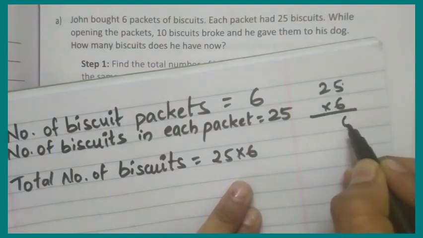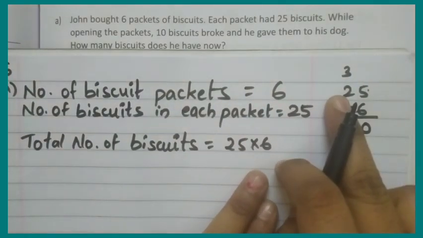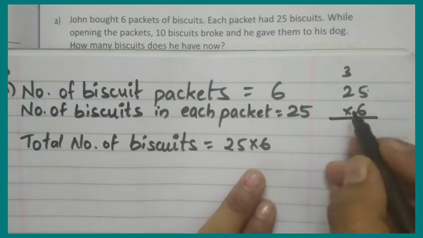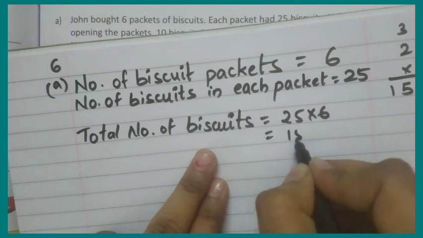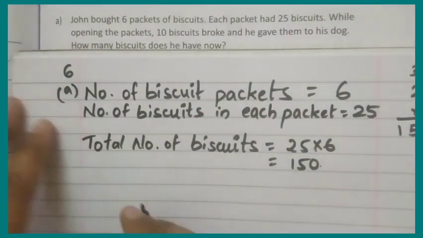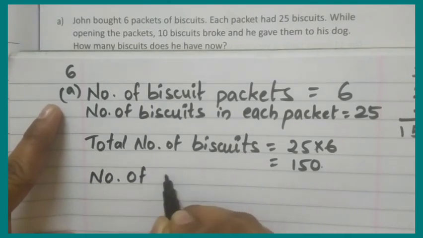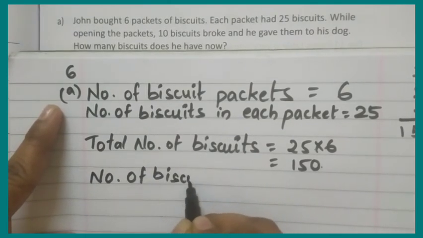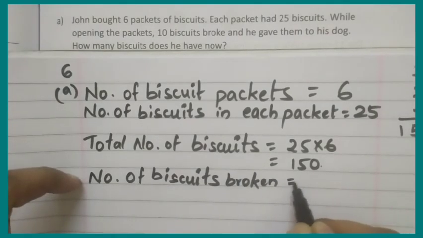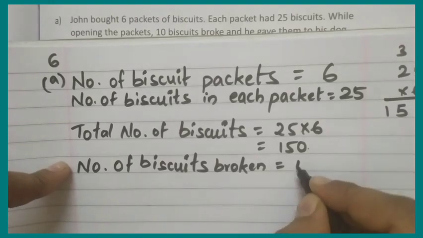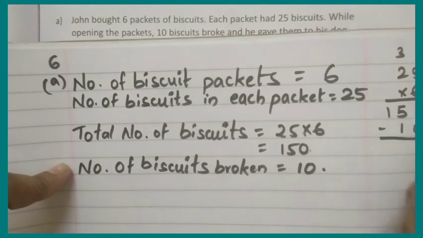6 5s are 30. 0 here, 3 carry. 6 2s are 12. 12 plus 3, yes, 15. 150. Therefore, he has 150 biscuits. From that, 10 biscuits were broken. So, we will write here number of biscuits broken. This is step 2. Number of biscuits broken, how many? 10.